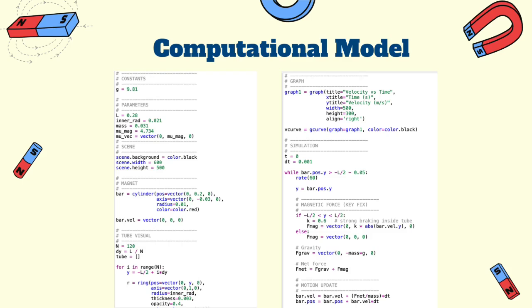Now, this is the computational model, and this is the code that I had. Basically, this simulates the magnet falling through a tube. At the top, we define things like gravity and the dimensions of the system. Then we create the scene with the magnet and a bunch of rings to represent the tube. Inside the loop, the magnet keeps updating its position and velocity over time. The main part is the force calculation, where if the magnet is inside the tube, we apply a magnetic force that opposes its motion, and outside the tube, it's just gravity. Finally, we update the motion using the net force and plot the velocity as time goes on, which gives us the shape of the graph that I'm going to be showing in the next slide.